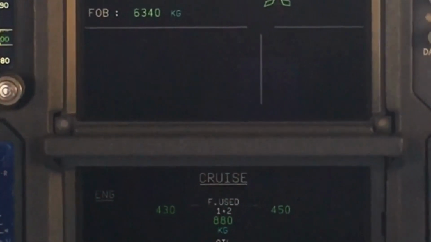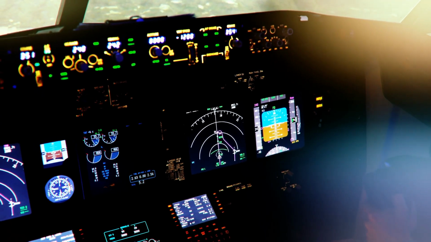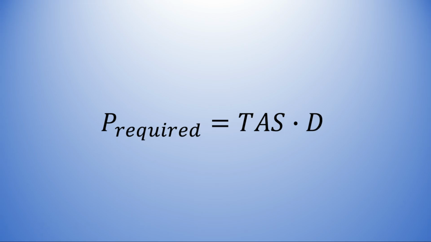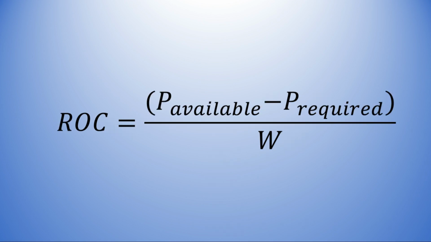This brings us on to the last subject. The rate of climb is directly related to the power available to the aircraft. Power available is true airspeed multiplied by thrust, while power required is true airspeed multiplied by drag. Thus, power represents the rate at which work is done to sustain flight. If we take the formula for rate of climb, we can now reduce this to show that the rate of climb is equal to excess power available. We notice that greater available power results in a higher rate of climb.